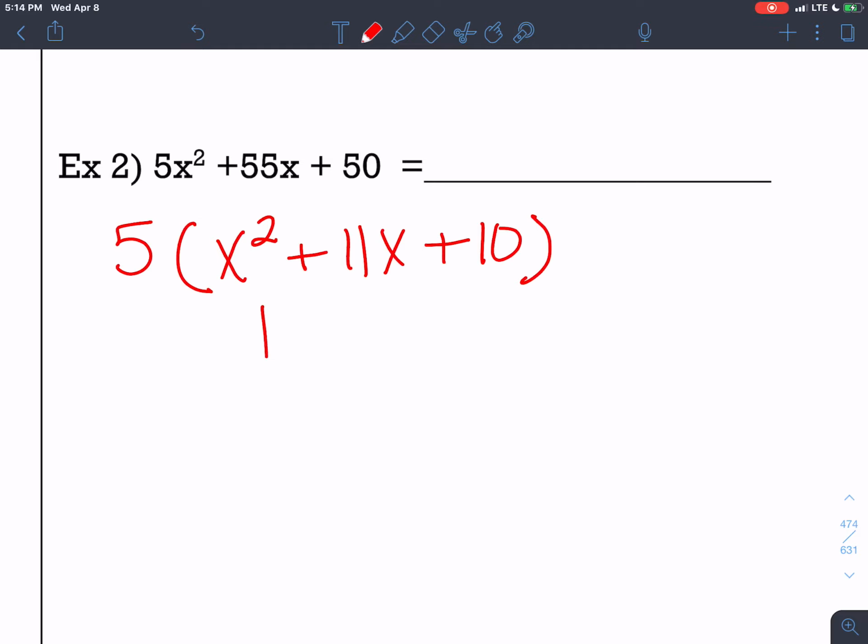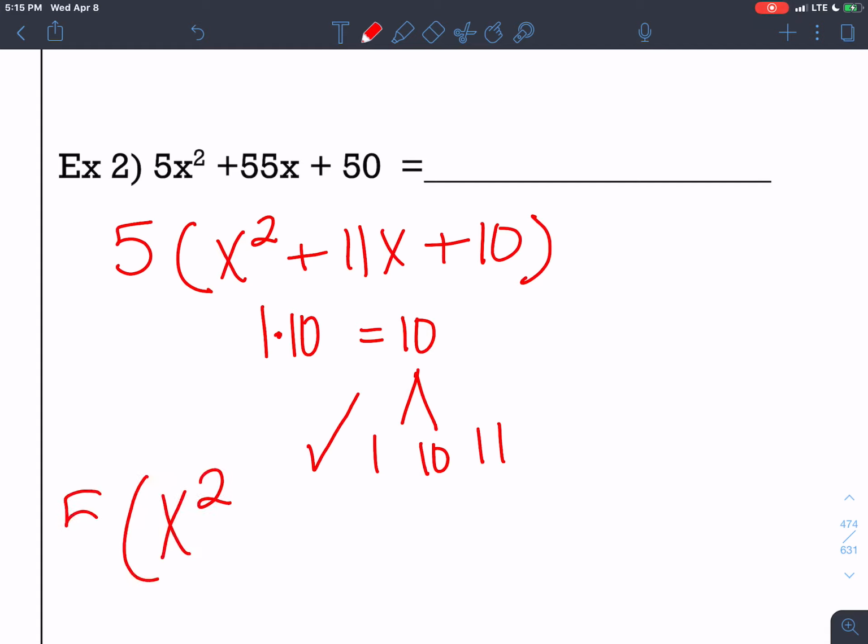So first thing, A times C, add together to give me 11. I'm going to start at 1 and 10, and those are my numbers. So I'm going to split apart my middle term.